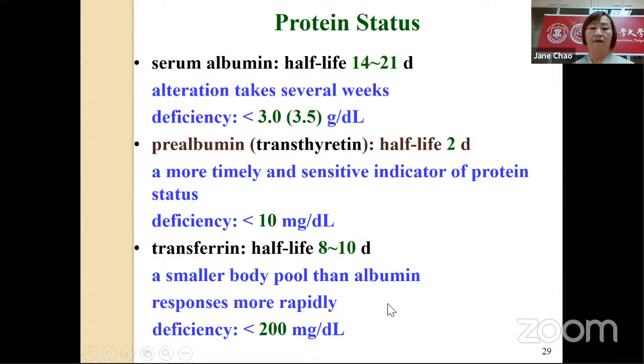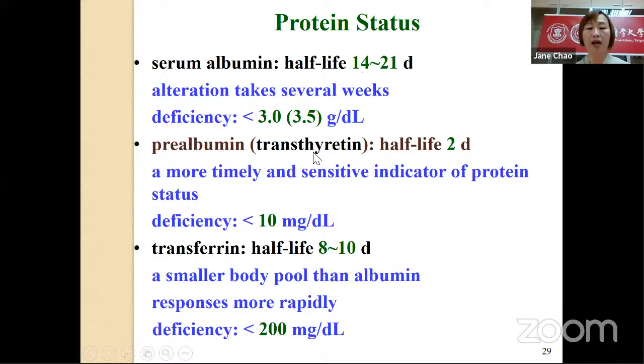We just mentioned there are three protein concentrations we can use to indicate visceral protein status: serum albumin, serum prealbumin, and serum transferrin. Which one can more accurately reflect the visceral protein status? We can look at the half-life. Albumin has the longest half-life compared with the other two proteins, 2 to 3 weeks. However, prealbumin has the shortest half-life, only 2 days.